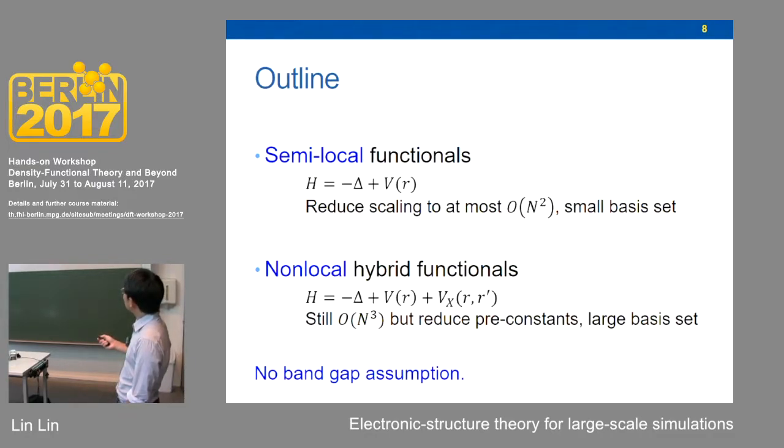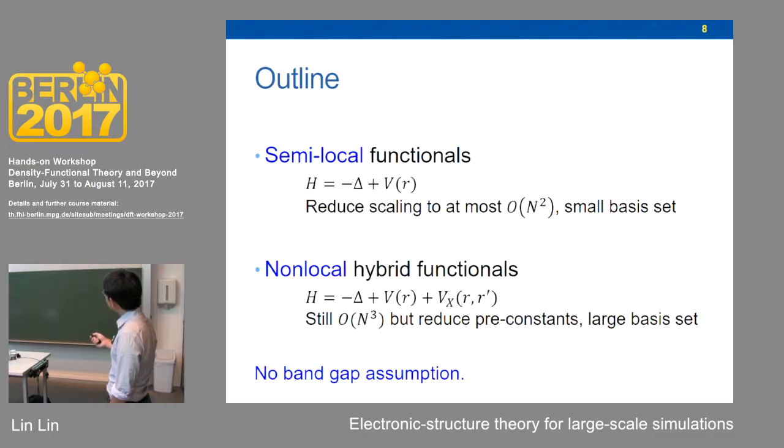And the second one is a non-local hybrid functional. And compared to this, you just add one term. Roughly, I just put a V_X(r, r') here. But this V_X(r, r') represents an integral operator, which drastically changes the mathematical structure and the possible things that you can do, and not least because it's dense.